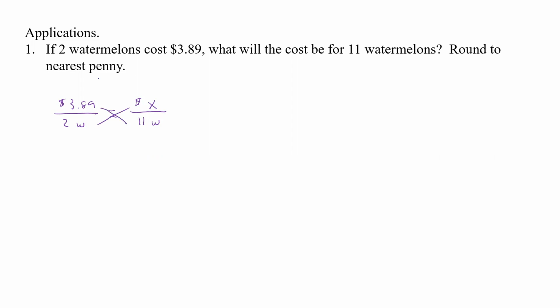and then divide, and we want it to the nearest penny, so we'll have to go out to 3 decimal places. So we're going to take 3.89 times 11 equals 2 times x. Okay, so that's pretty easy. So now we just divide by 2 and we divide by 2. And so x equals, well, now we actually have to do the math.